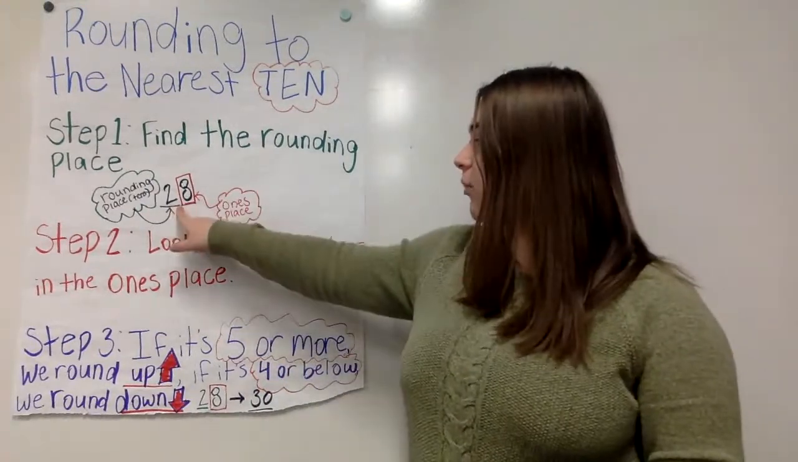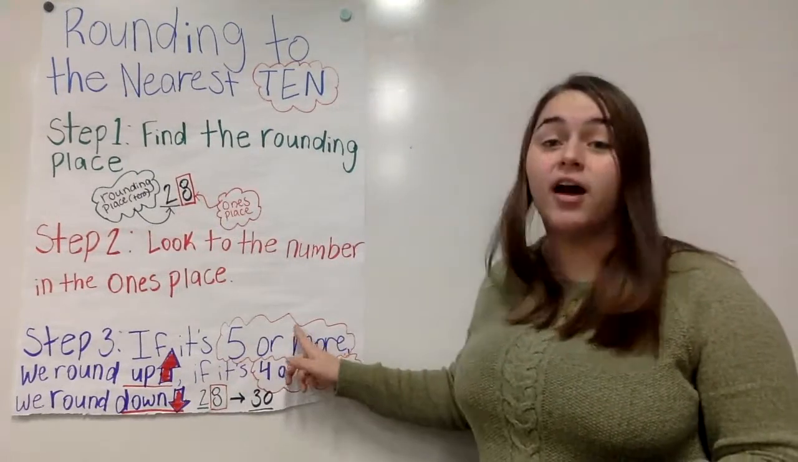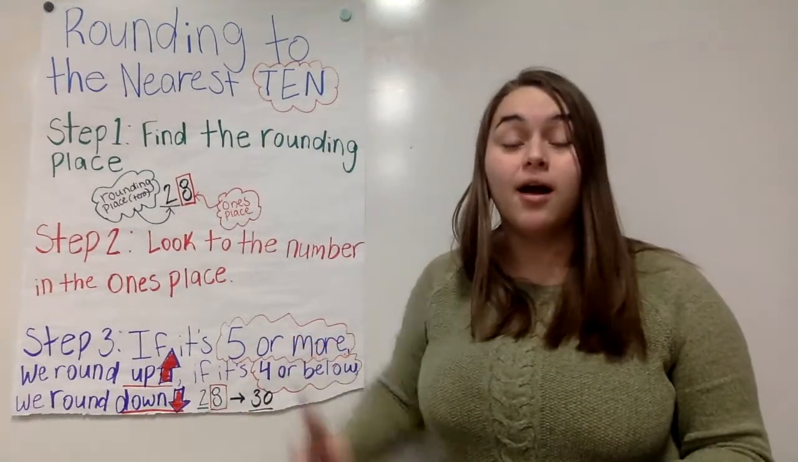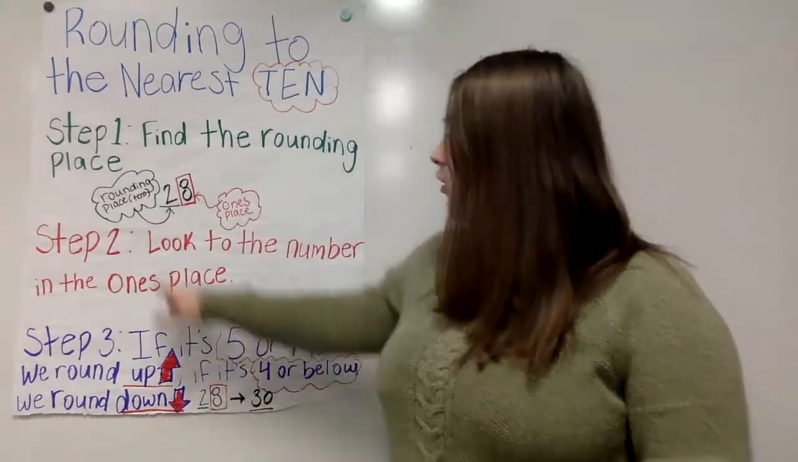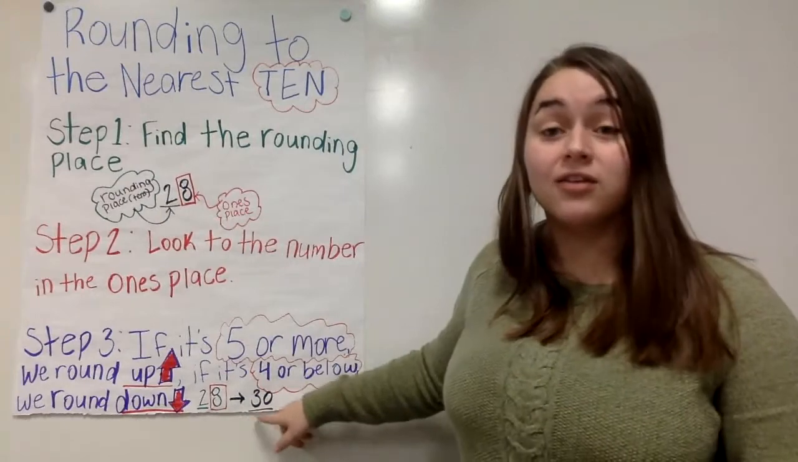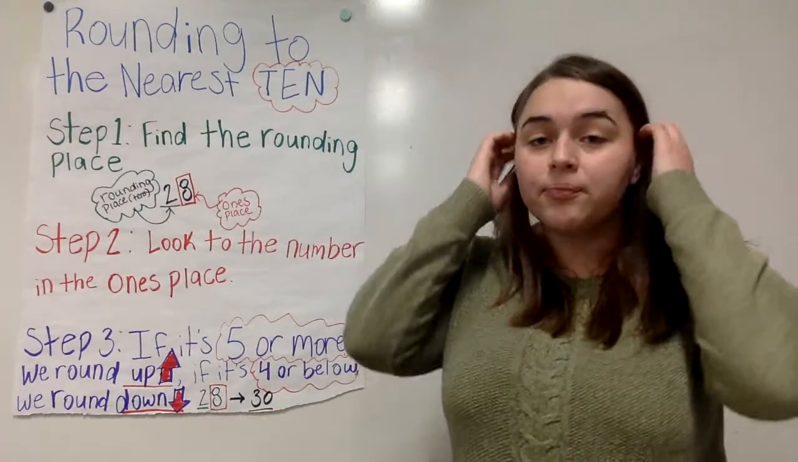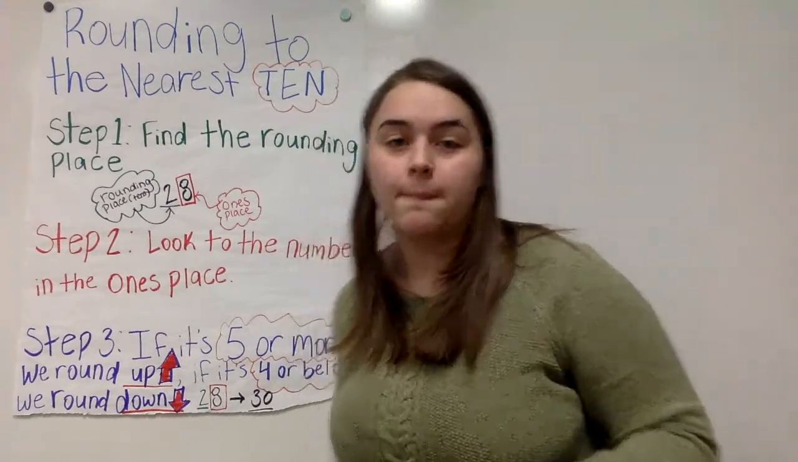So let's check this number. So we have 8, and that is 5 or more. It's more than 5. So that means we're going to round our number up to the next tens place. So that would be 30. So 28 would round up to 30 because that is the closest 10 to it. I think we should try that with another number.